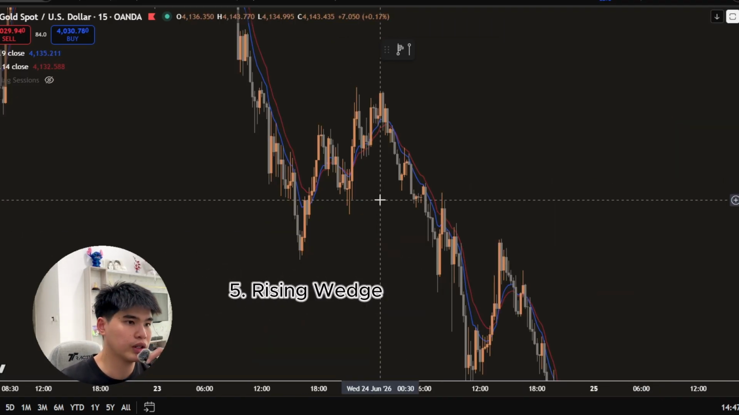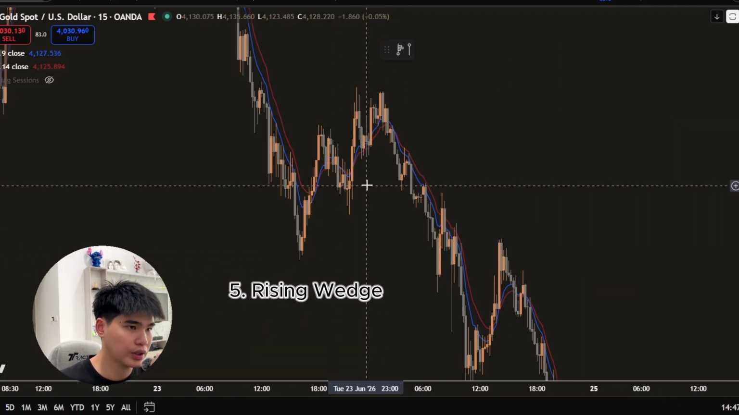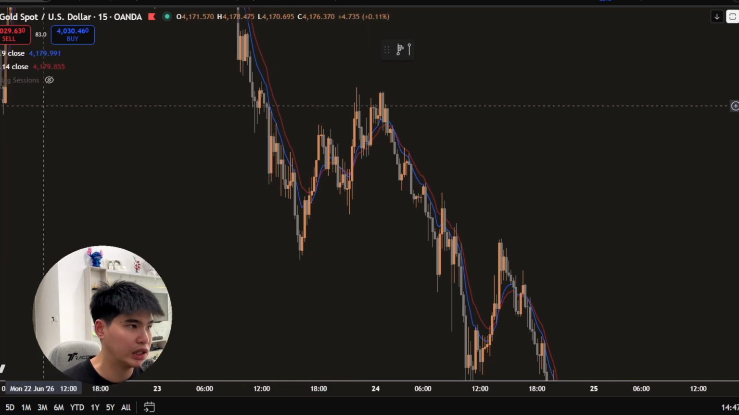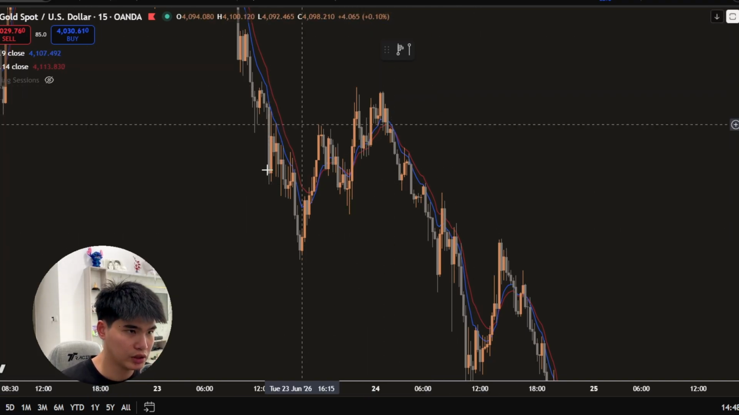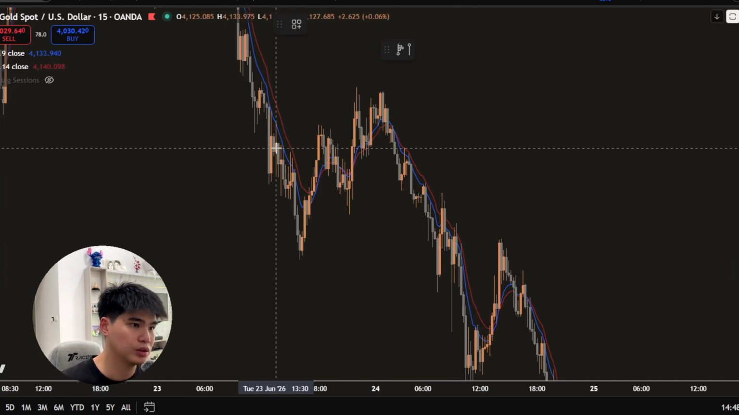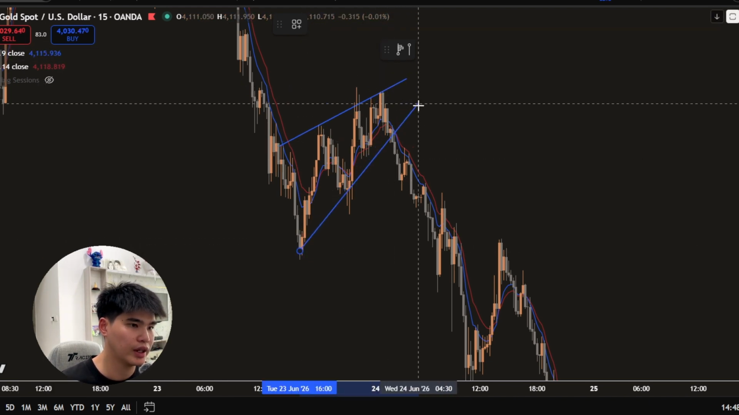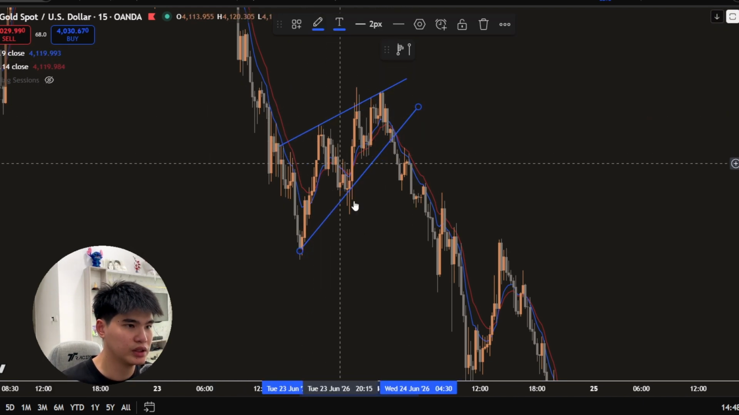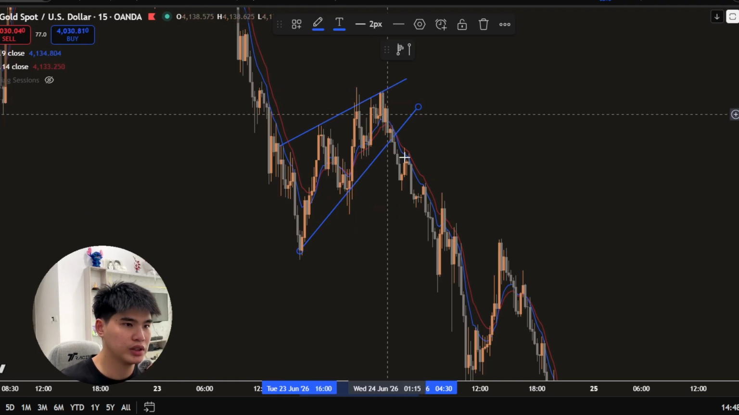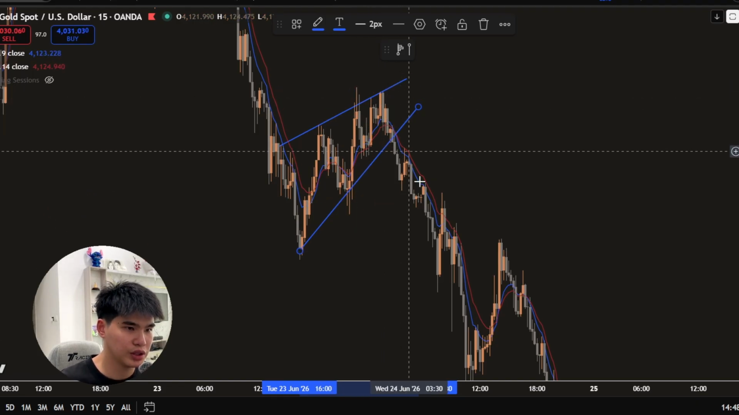Next off, we have the rising wedge. A rising wedge can be a little bit tricky to find. Basically, a rising wedge is happening here. So this is the upper line, and this is the line at the bottom. So this is a rising wedge. Once it's broken, prices eventually go down.